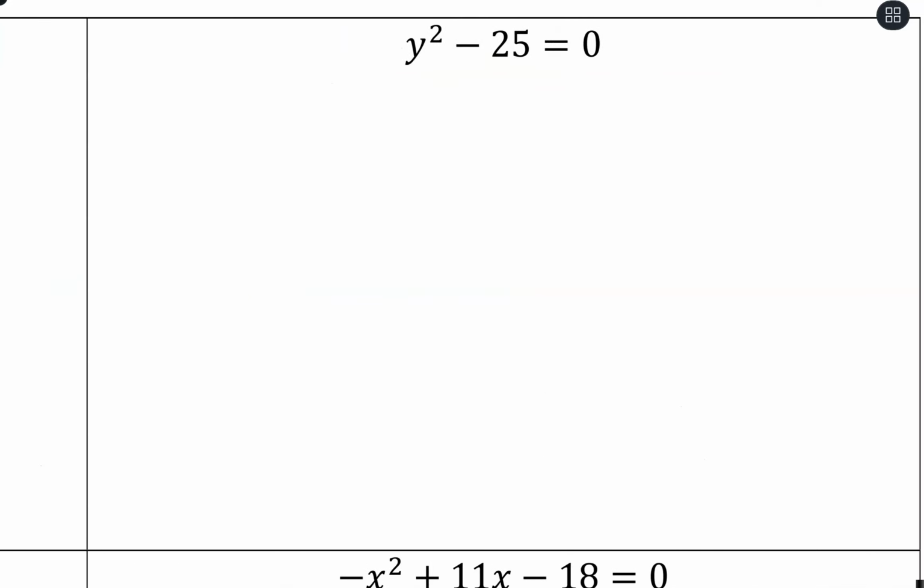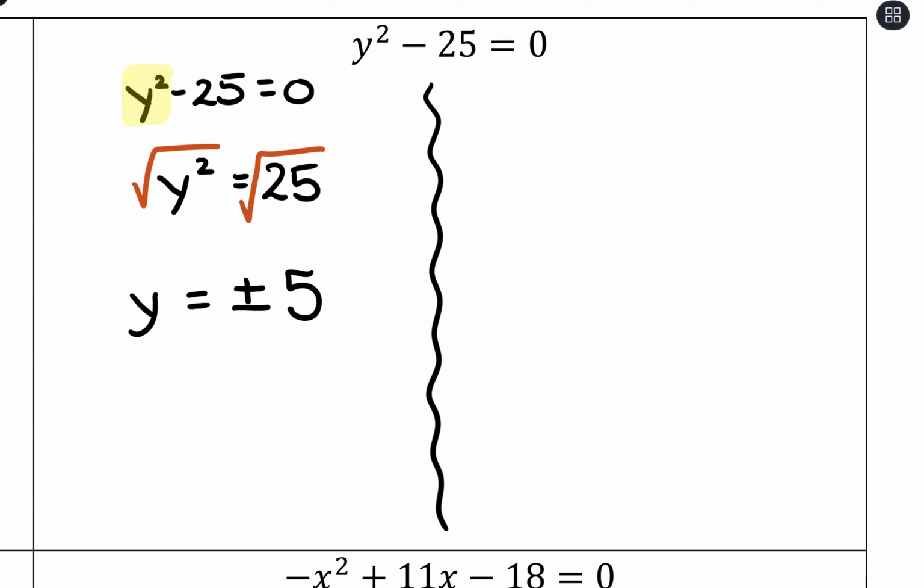And then that is the perfect setup for taking the square root of both sides. So I'm going to have y equals, can't forget my plus or minus, super duper important, square root of 25 is 5. So you could leave it just like that, or if you want to list the answers, y is a positive 5 or y is a negative 5. That works as well, doing the same thing.